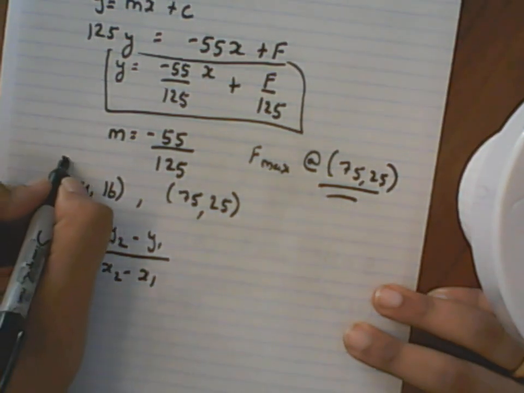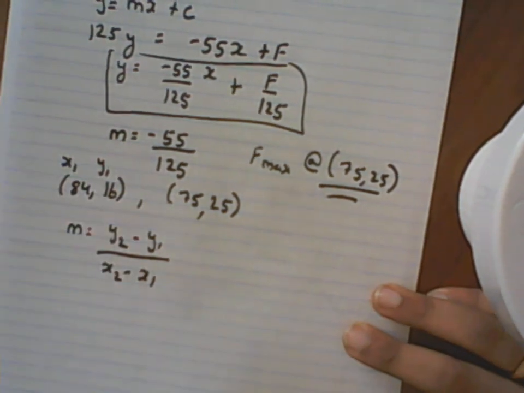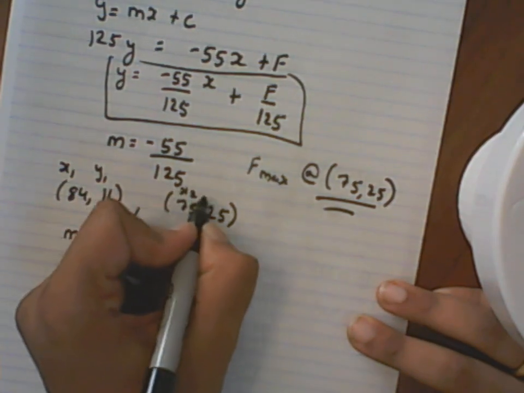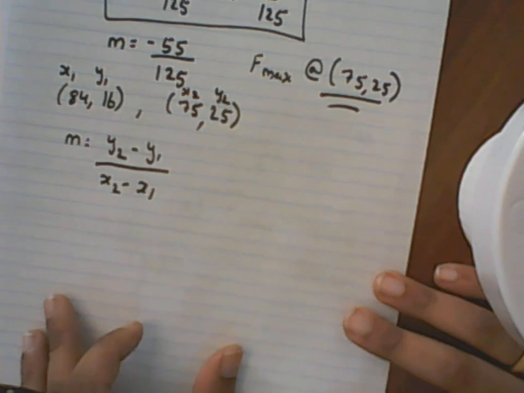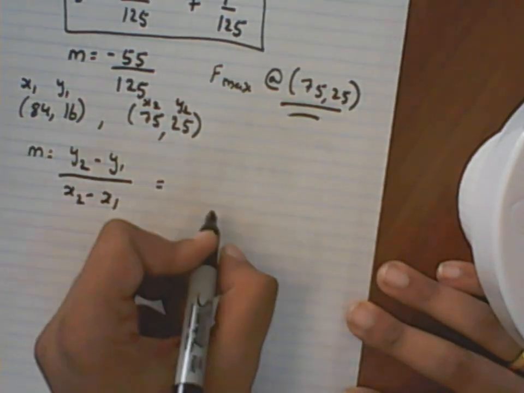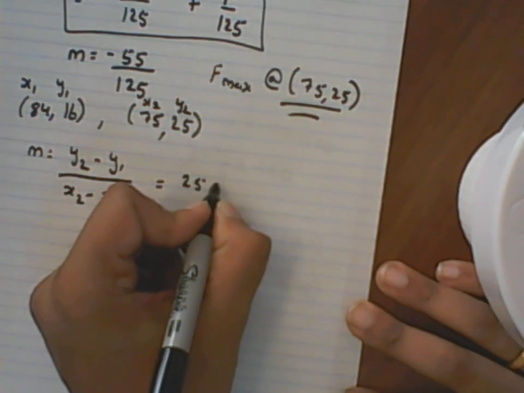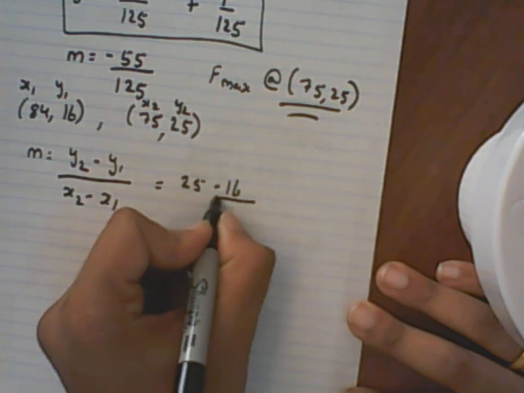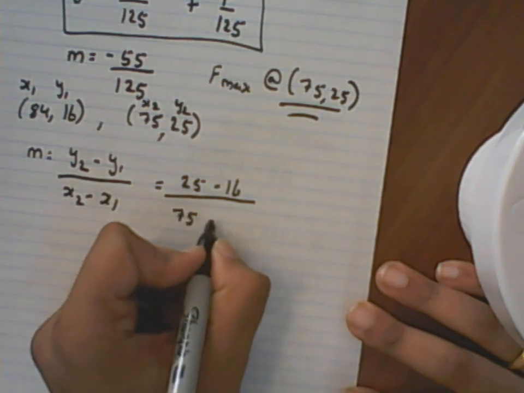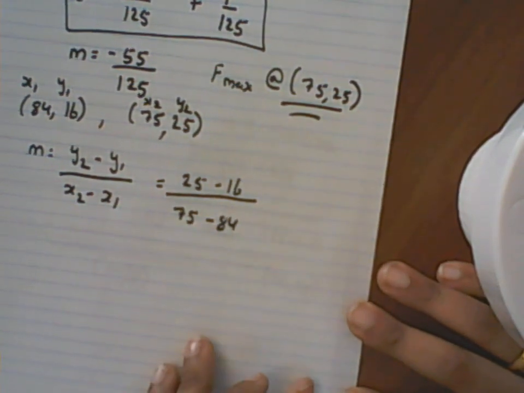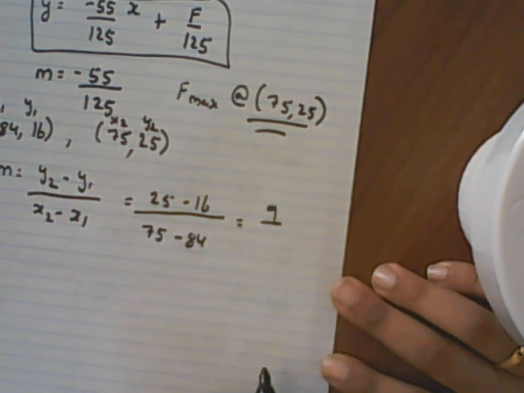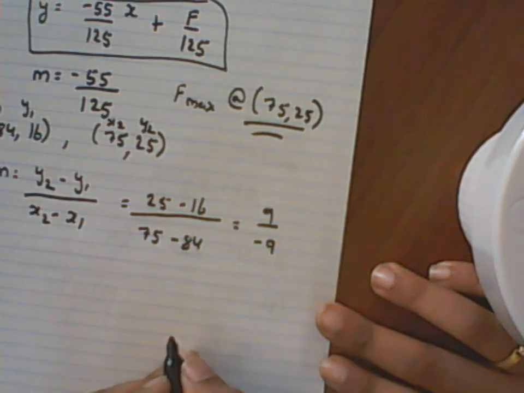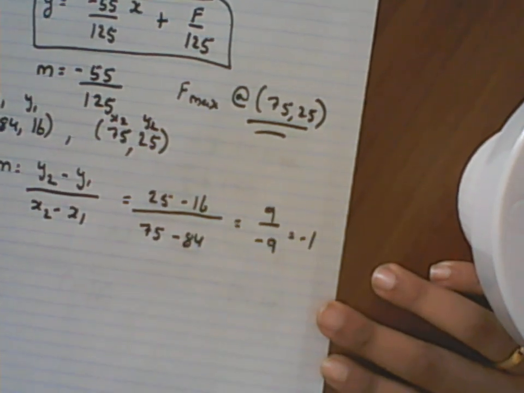In other words, this is my x1, y1. This is my x2, y2. So all I'll be doing is putting these two values into my equation. So this will give me 25 minus 16 divided by 75 minus 84. So what does this do? It gives me 9 divided by negative 9, or in other words, it's negative 1.